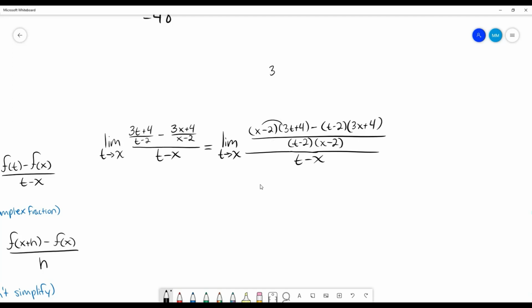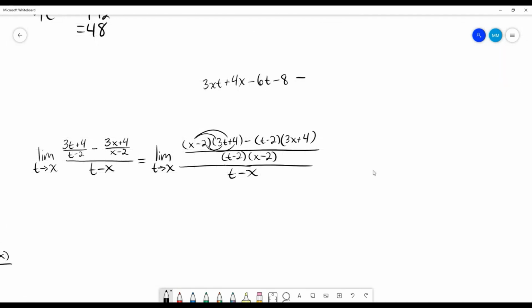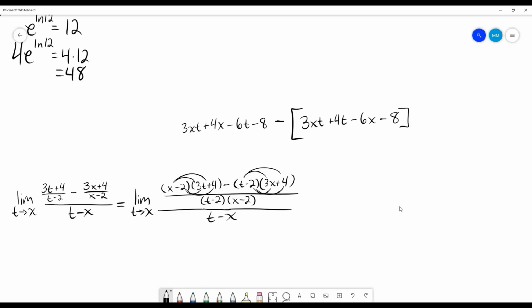So we've got 3xt is how I'll write that, plus 4x minus 6t minus 8. And then, like I said before, we're going to subtract whatever this whole bit is here. So we're going to FOIL this out as well. So we get a 3xt plus 4t minus 6x minus 8. And so I'm going to write it above here. I'm going to rewrite this.